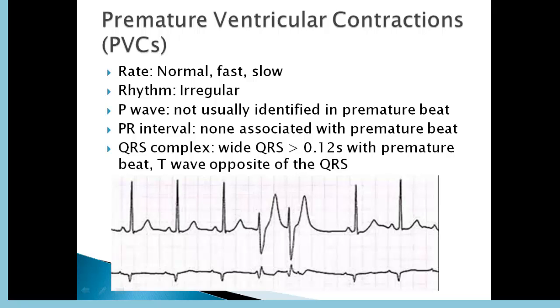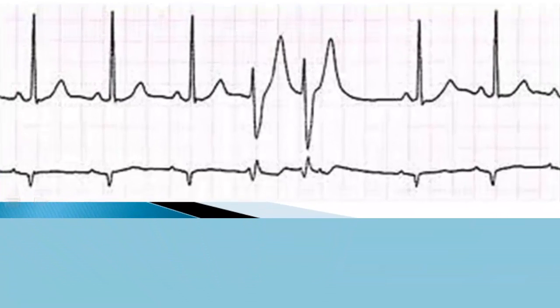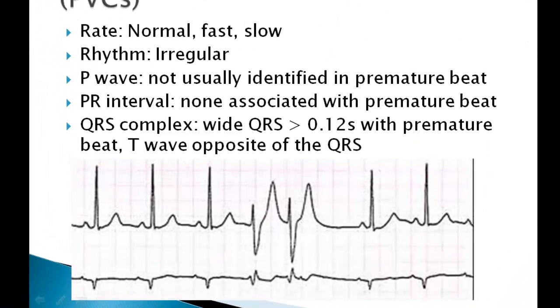Premature ventricular contractions, or PVCs: the rate is normal, fast, or slow. The rhythm is irregular. The P wave is not usually identifiable in the premature beat. There is no PR interval associated with the premature beat, and the QRS complex is wide with the premature beat. It's very easy to identify these odd-shaped PVCs just because it's a wide QRS complex, and that's easy to identify in comparison to those narrow QRS complexes that you're used to.